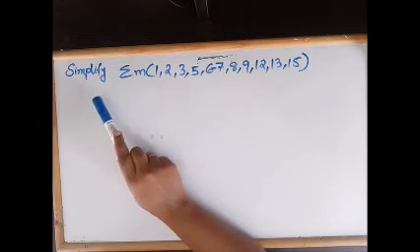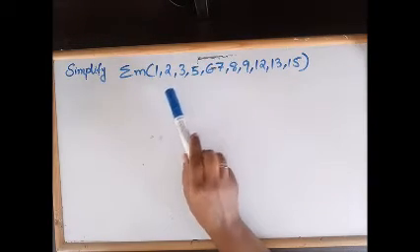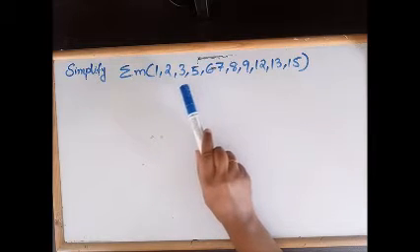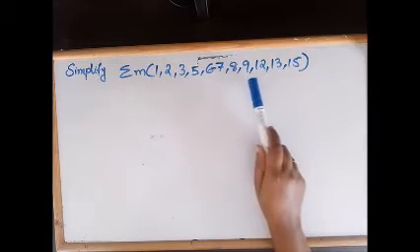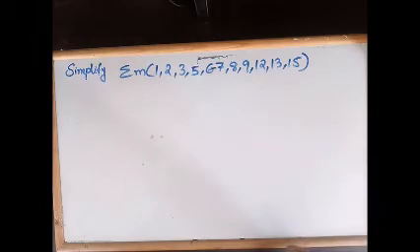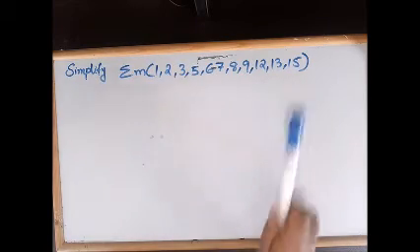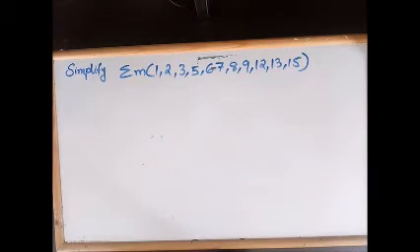So the problem is to simplify the function sigma m 1, 2, 3, 5, 6, 7, 8, 9, 12, 13 and 15 by using the Quine-McCluskey method. So in this case, these are the min terms given. The first step is we need to list all the min terms. So I'm just listing all the min terms in binary format.